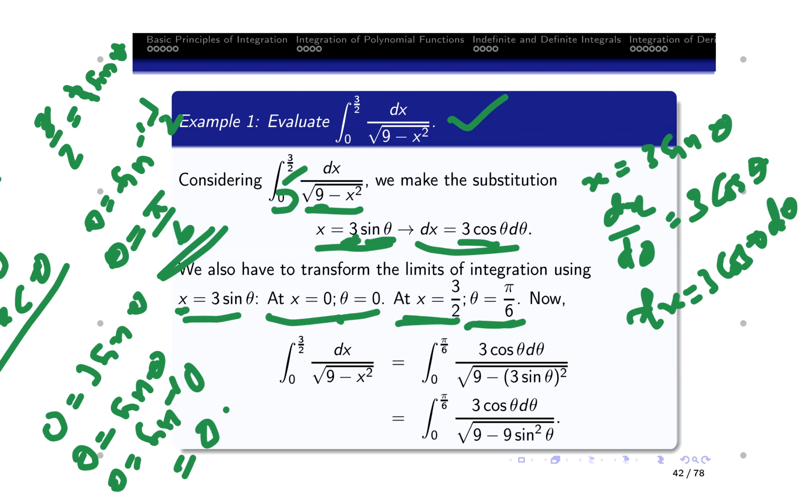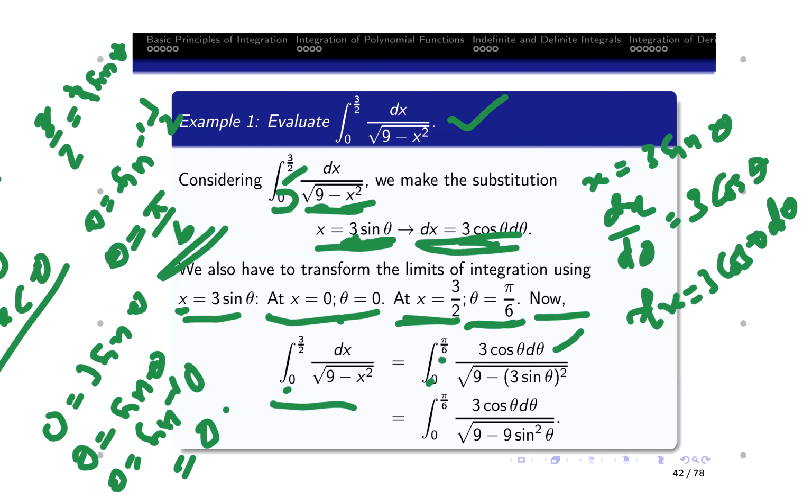So now you have done all your transformation. This whole expression is going to become: for 0, you still have 0. For 3 over 2, you have pi over 6. For dx, don't forget, you have 3 cos theta d theta. For x, you have 3 sine theta, so x squared is 3 sine theta all squared.